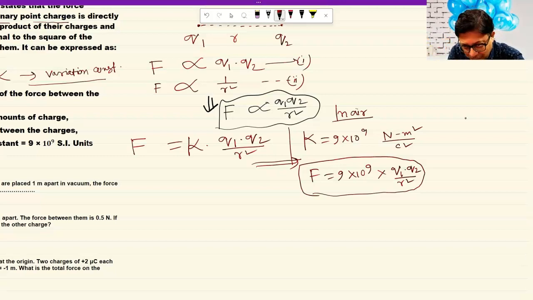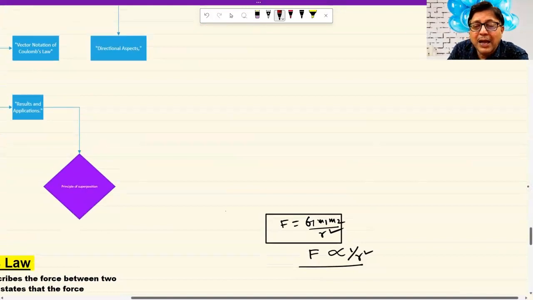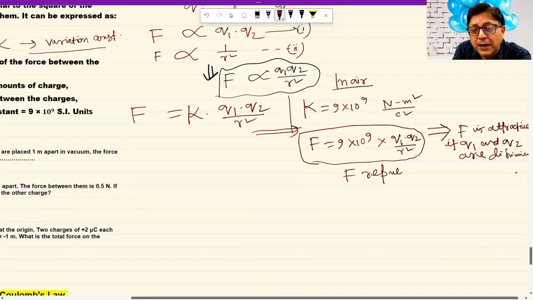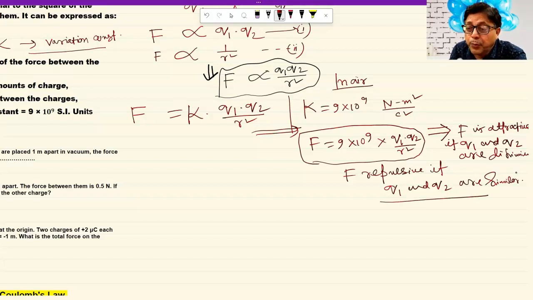So this force of interaction F is attractive if Q1 and Q2 are dissimilar, and this force is going to be repulsive. F is repulsive if Q1 and Q2 are similar. Similar means they both are protons or both are electrons. Dissimilar means one is a proton, the other one an electron, something like that.